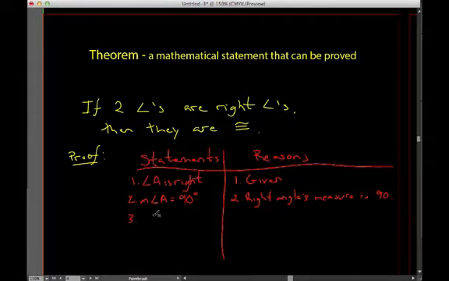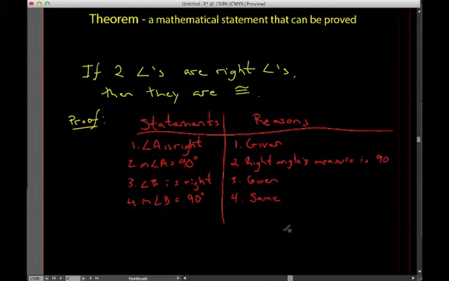And then next let's talk about our second angle, angle B. Angle B we're given is right. That's given. And then we have the same statement as before. The measure of angle B is 90 degrees. And we can just say, when the reason is the same as previously written, you could say same as 2, because number 2 is the same.